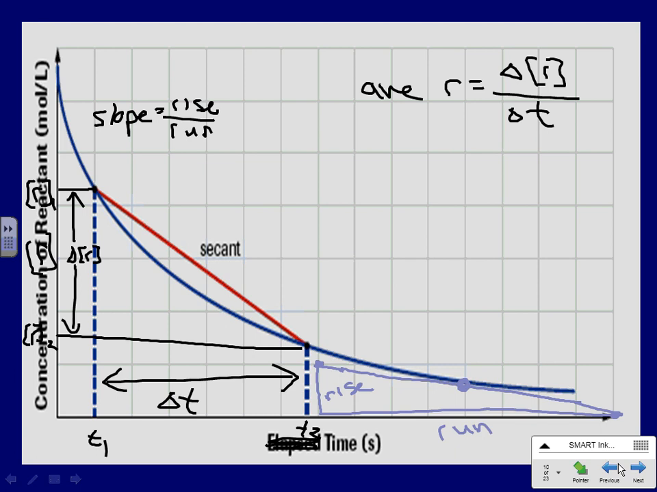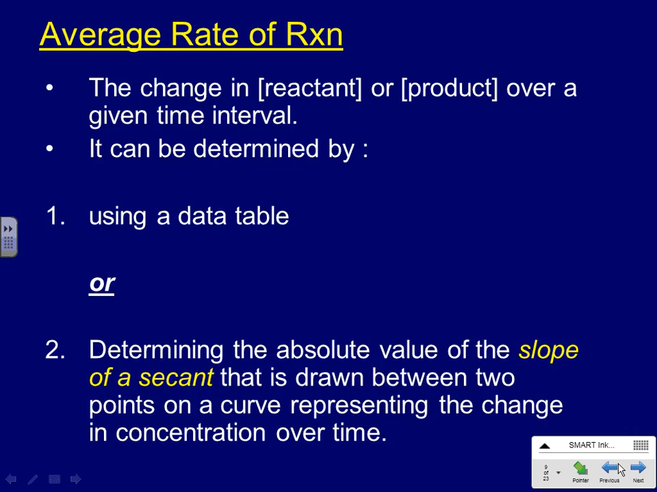And therefore, this guy right here is the instantaneous rate. And this guy right here, the slope of that secant, is the average rate. Okay? And that's the difference between the two. One is, what's the rate now, at this point in time? And the other one is, what's the rate across from this time to this time? That's essentially the difference between them. Okay? I'm going to go back one more slide here.